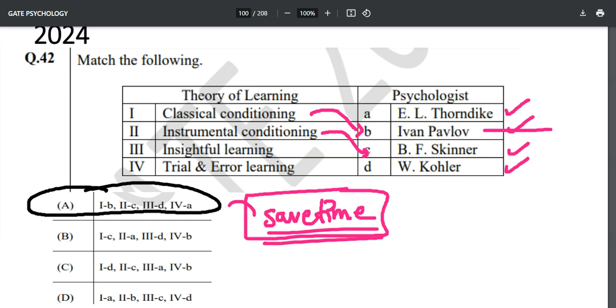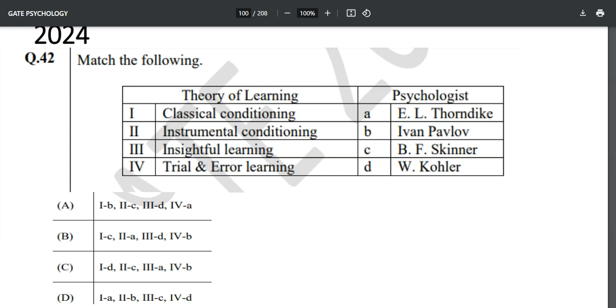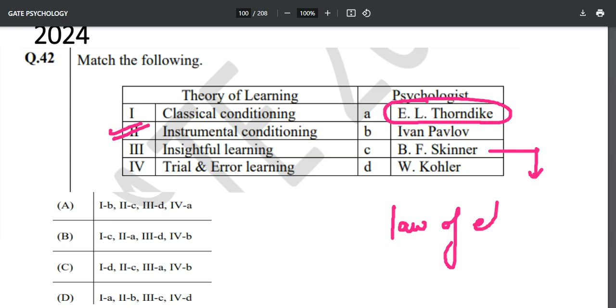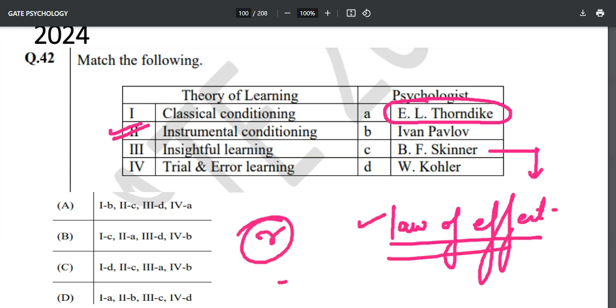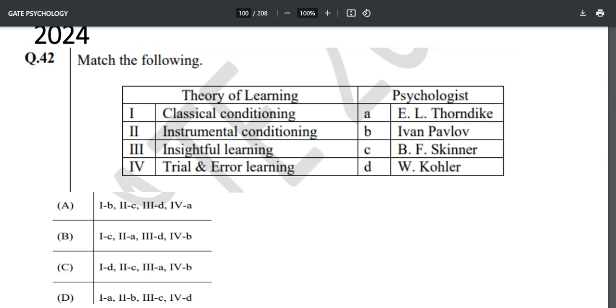Insightful learning is given by whom? Given by Wolfgang Kohler. And trial and error learning by E.L. Thorndike. Interestingly, from the methods and study of E.L. Thorndike, B.F. Skinner later comes and provides instrumental conditioning and reinforcement and all those things, based on the law of effect. Edward Lee Thorndike gave three laws: the law of effect, the law of readiness, and the law of exercise. They can ask you about this as well, so be prepared.